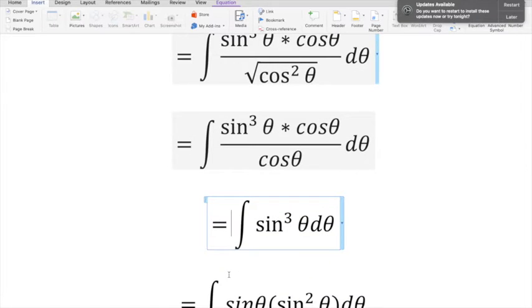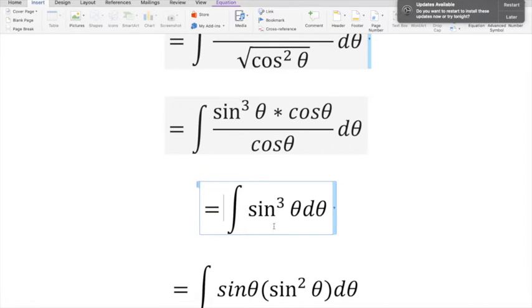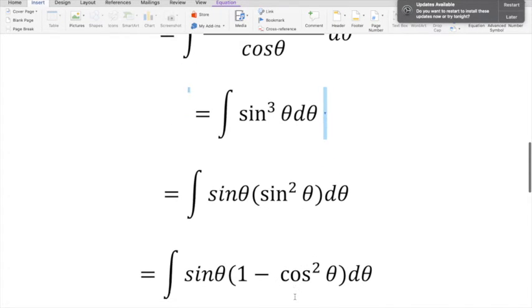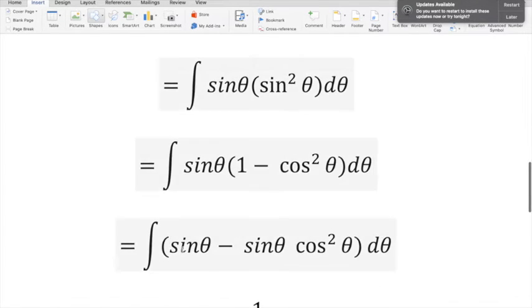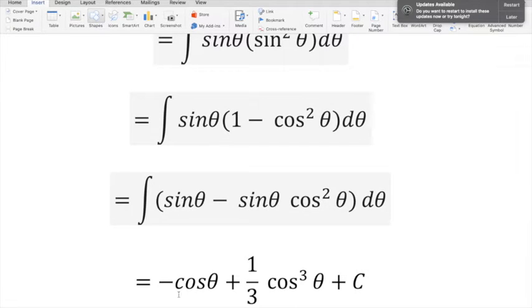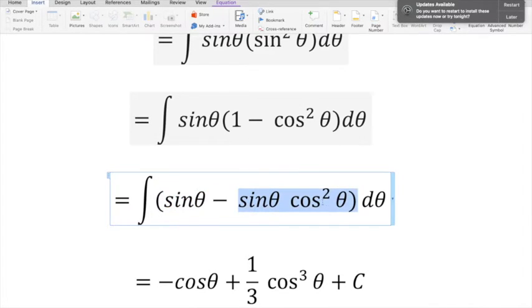Basically, we'll separate sine theta and sine theta squared. The latter part is easy: we keep sine theta, and for sine theta squared we have 1 minus cosine theta squared. For the next step, we just separate out and multiply each term in the parentheses. So we have sine theta minus sine theta cosine theta squared.